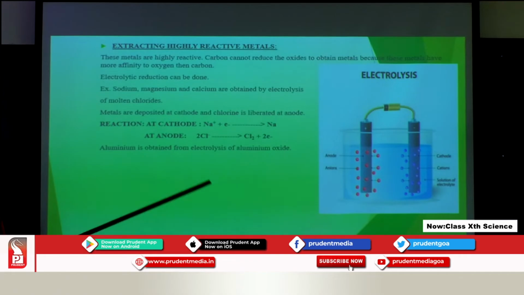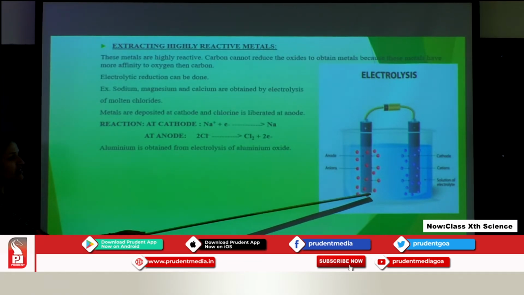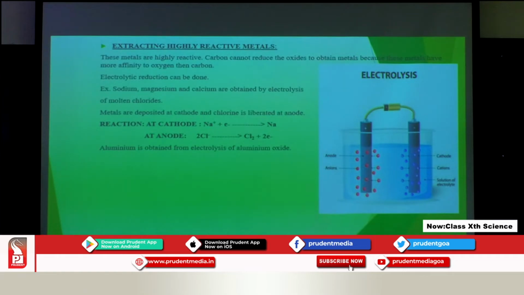And what about the chlorine which is present in the electrolyte? The chloride ion which is formed in the sodium chloride electrolyte, what will it do? It will not gain, it will lose the electron which it has taken. So, it will lose that electron and it will be liberated at the anode as chlorine gas. So, this way we have extracted sodium metal. Similarly, we can also extract magnesium, potassium.